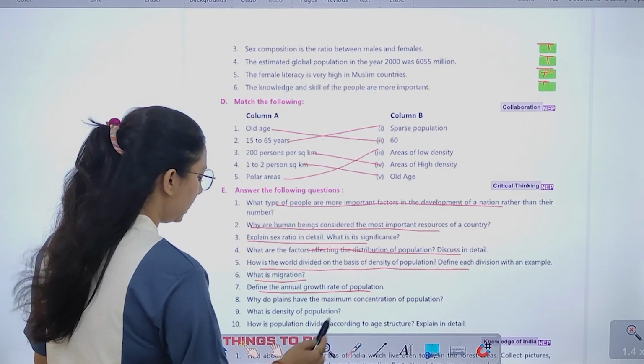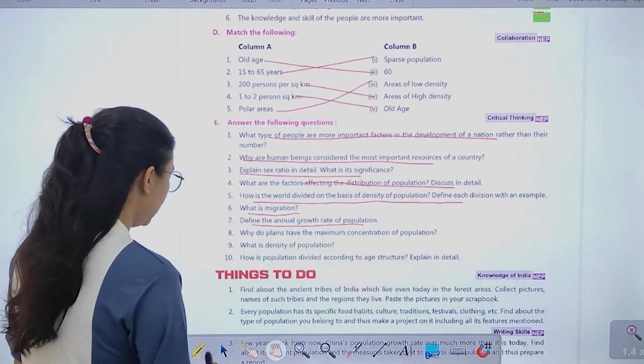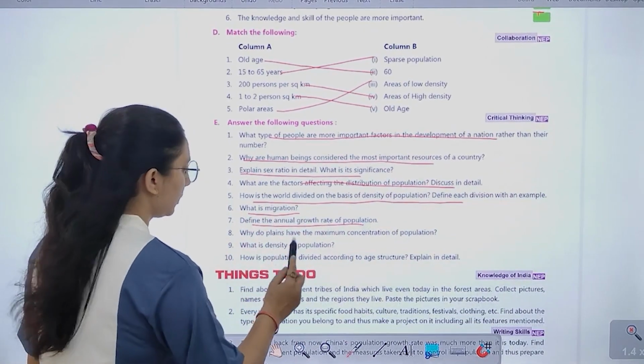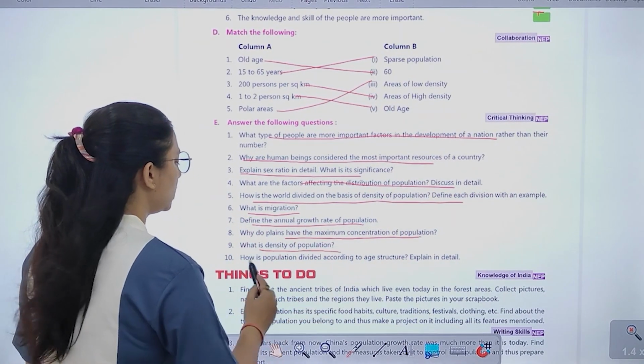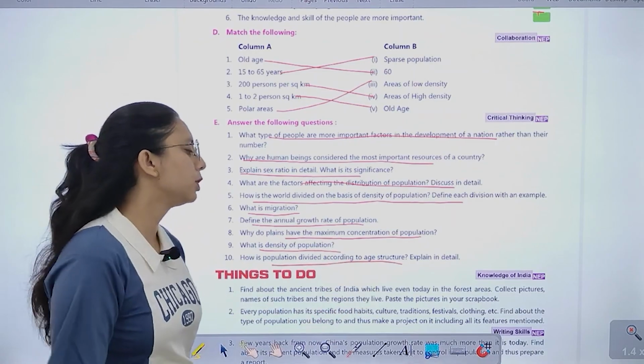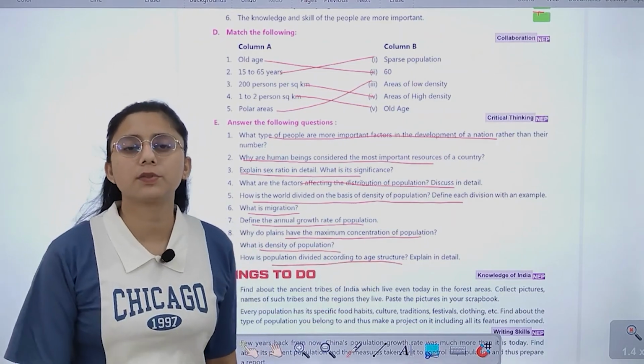What is migration defined annual growth rate? Why do plains have maximum concentration of population? What is density of population? How is population divided according to the age structure?